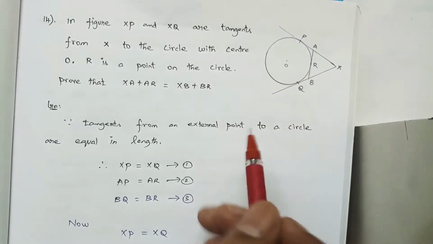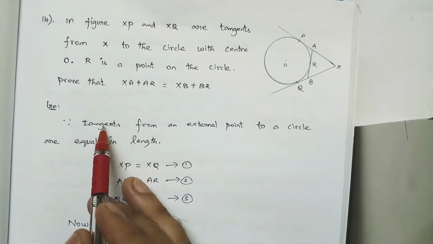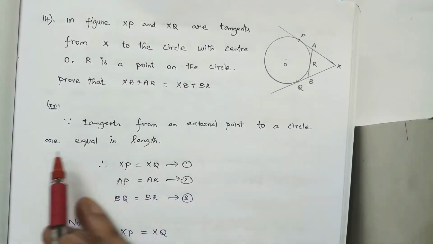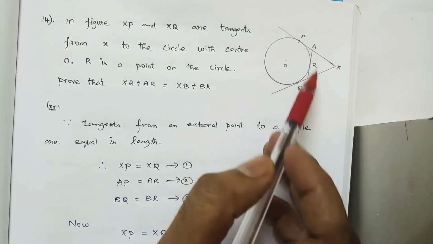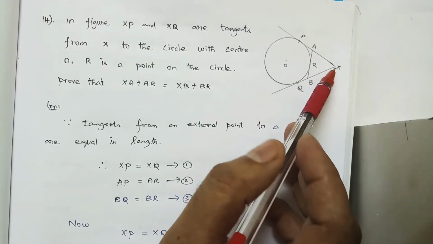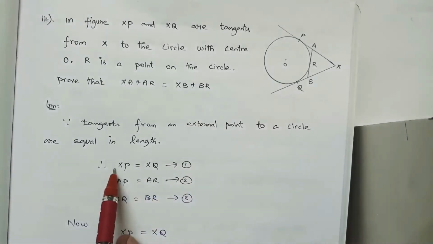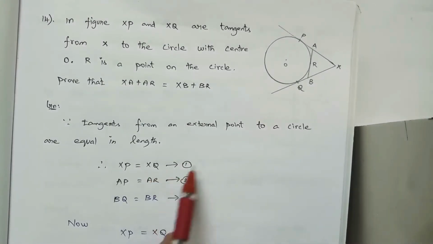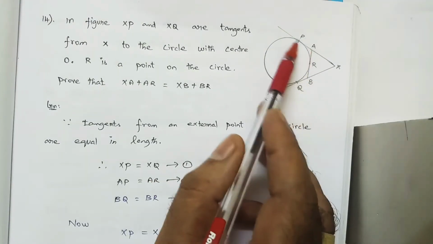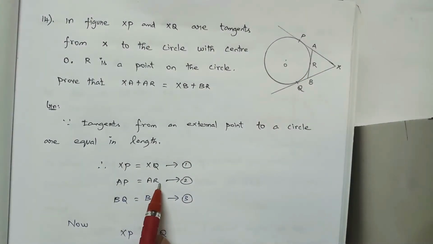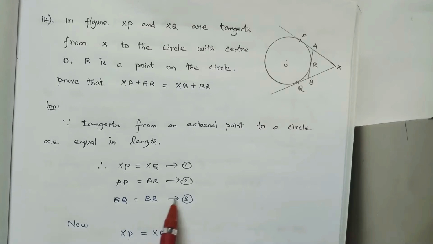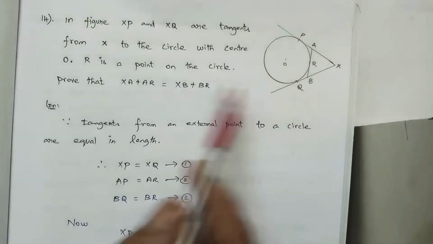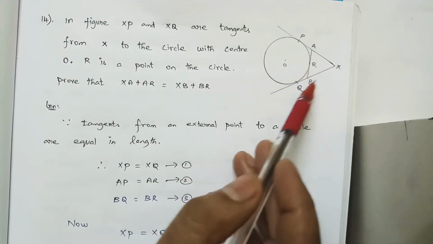See, very simple proof, right? Already we know that tangents from an external point to a circle are equal in length. Here the external points are X, A and B. From external point X, the tangents are XP is equal to XQ. Take this as equation number 1. Next, from the external point A, AP is equal to AR, equation number 2. From the external point B, BQ is equal to BR, equation number 3. So what do we want to prove? XA plus AR equal to XB plus BR.